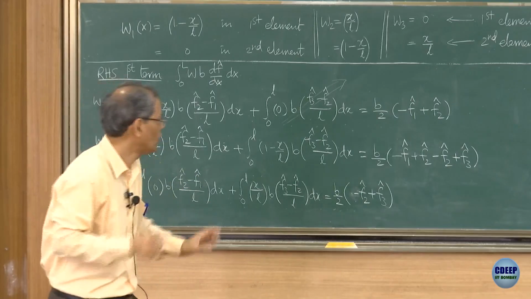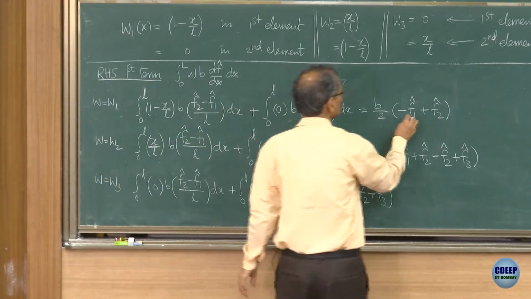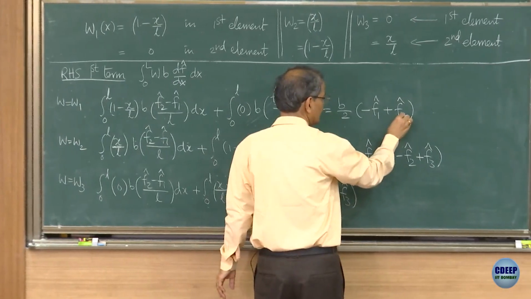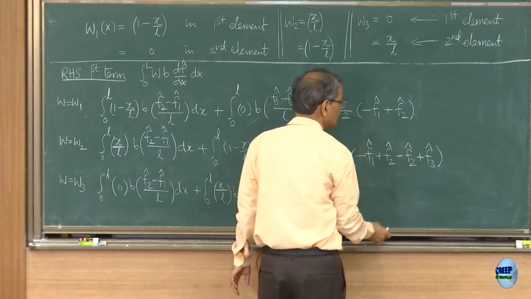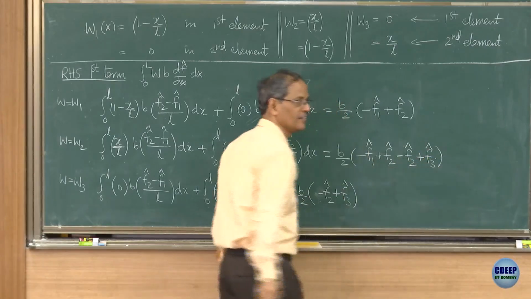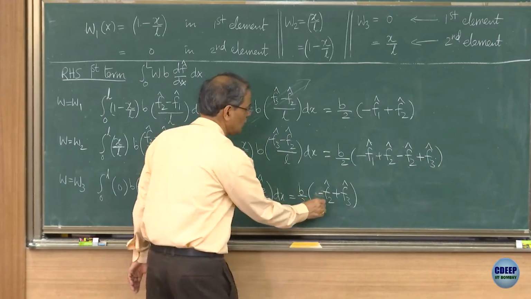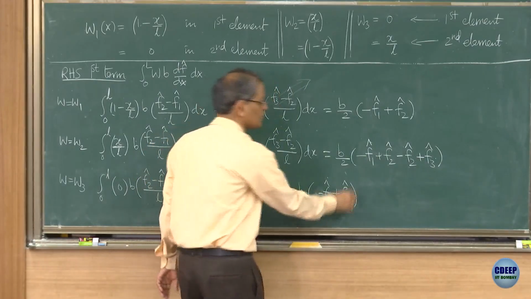First element connected 1 and 2 nodes, so I got minus f1 hat, minus f1 hat. But the second element connects 2 and 3 nodes, so minus f2 hat plus f3 hat.